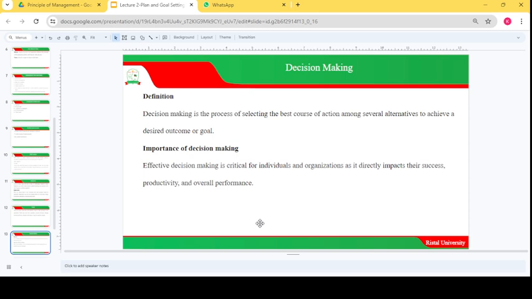And then let's look at decision making. Decision making is the process of selecting the best course of action among several alternatives to achieve a desired outcome or goal. So let's look at some of the importance of decision making. Effective decision making is crucial for individuals and organizations as it directly impacts their success, productivity, and overall performance.